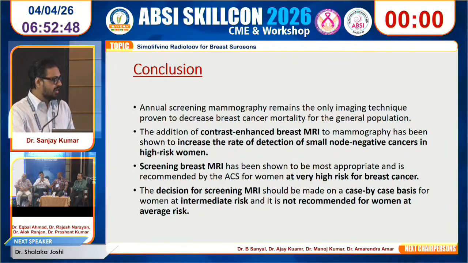Screening breast MRI is for those at very high risk for breast cancer. The decision for screening MRI is made on a case-by-case basis for women at intermediate risk, and it is not recommended for women at average risk.